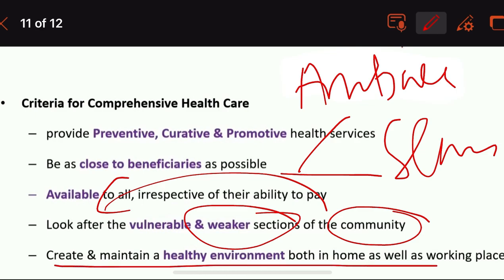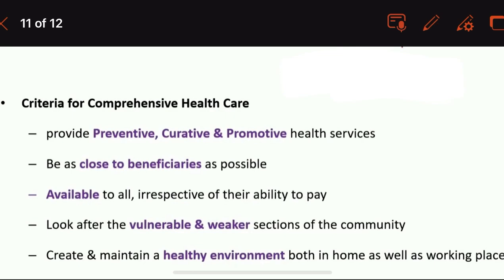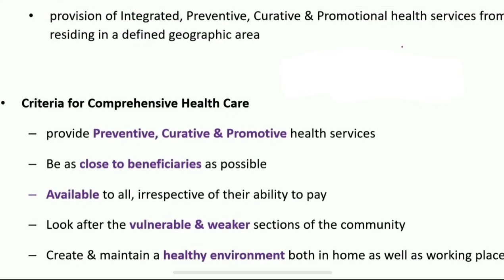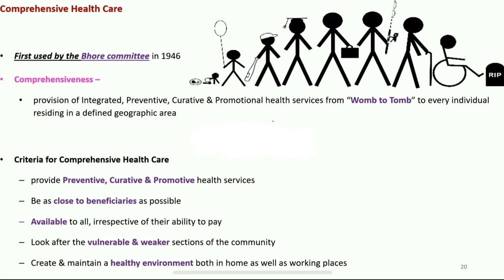Create and maintain a healthy environment both at home as well as the working place. We have to maintain a healthy environment. Sanitation and hygiene have to be followed. We have to promote and prevent the health of the community. So this was about the criteria for comprehensive healthcare.